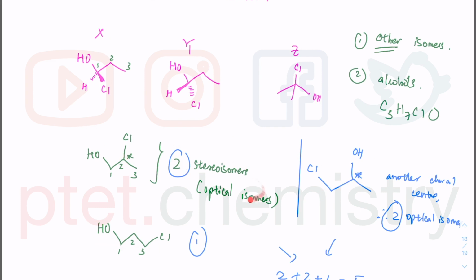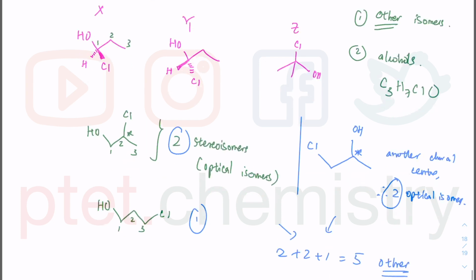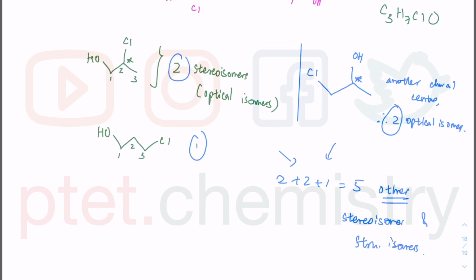Each optical center will give me 1 pair, meaning 2 optical isomers. Okay, so I get 5 other. That's what they wanted. How many other isomers? They didn't say, including itself. So this must be option D.